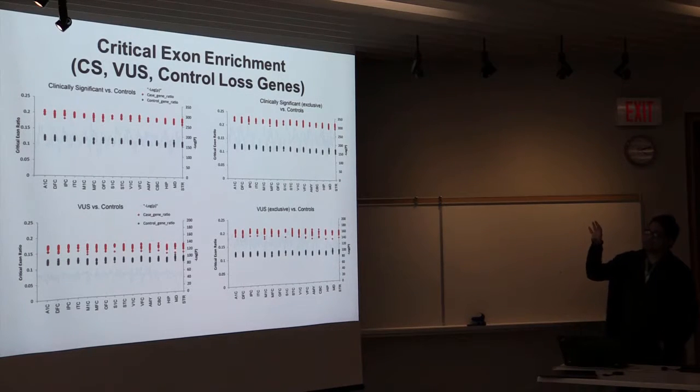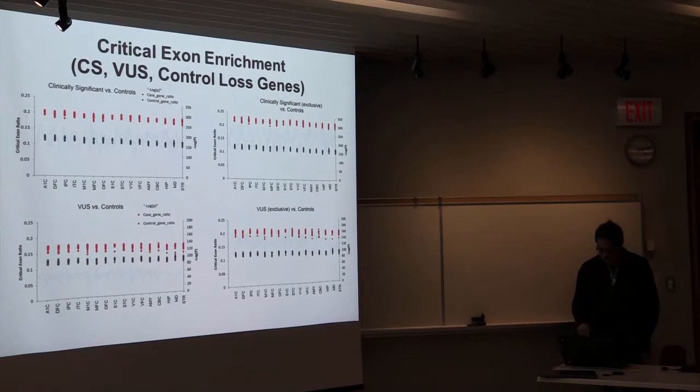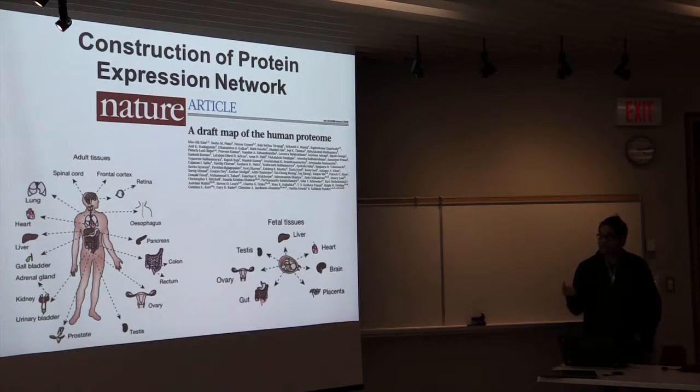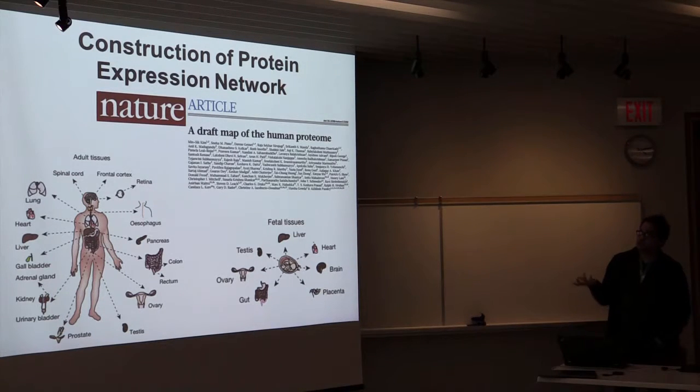The top panel is for loss CS and loss VUS. The bottom panel is for gains. So you can see that there is statistically significant critical exon enrichment in gene sets with clinically significant variants.